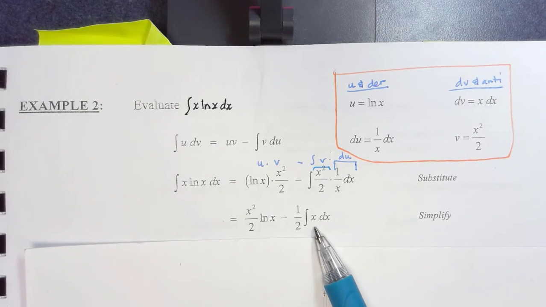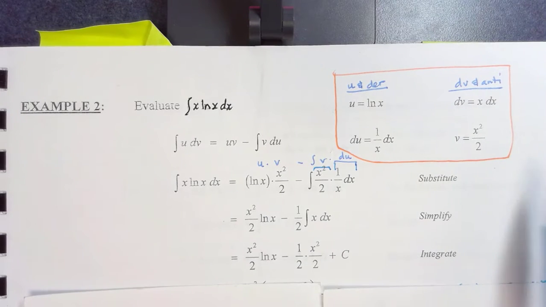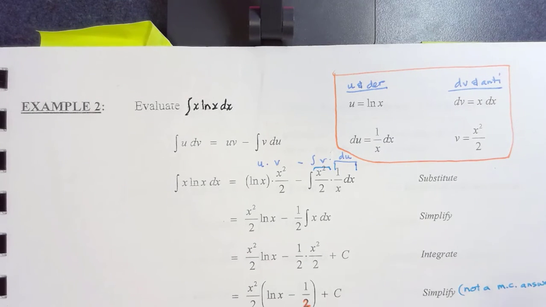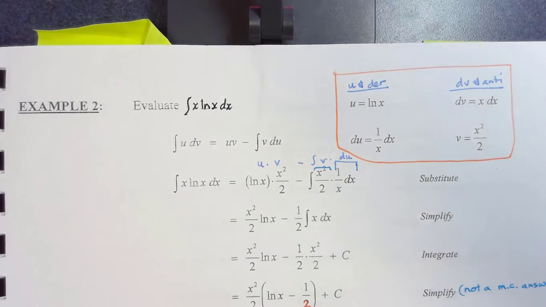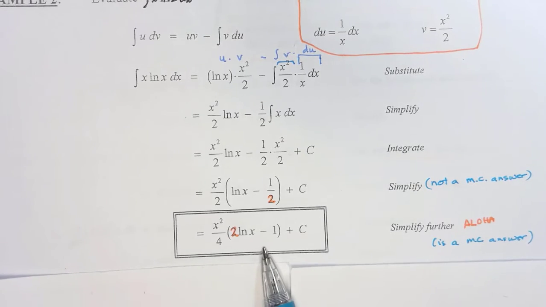We know how to anti-differentiate this. That's easy. And there we go, and clean it up. Notice that I have x squared over 2 as a factor in both of these terms, so we factored it out. And here is our nice, pretty answer.